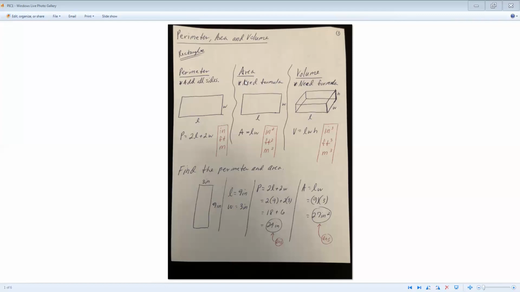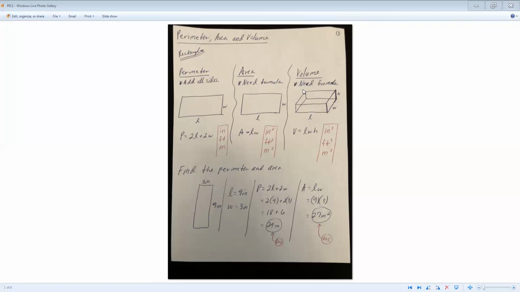Now, area represents the inside of your shape, the amount of space that a shape takes up two-dimensionally. So you do need a formula to calculate the area. And for a rectangle, it's length times width. Every shape has its own formula. So make sure you use the proper formula for the shape that you're dealing with.